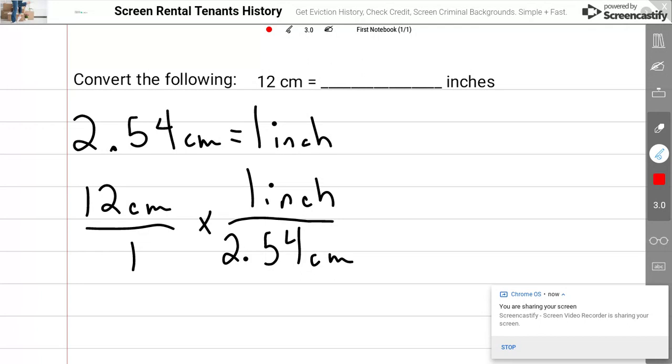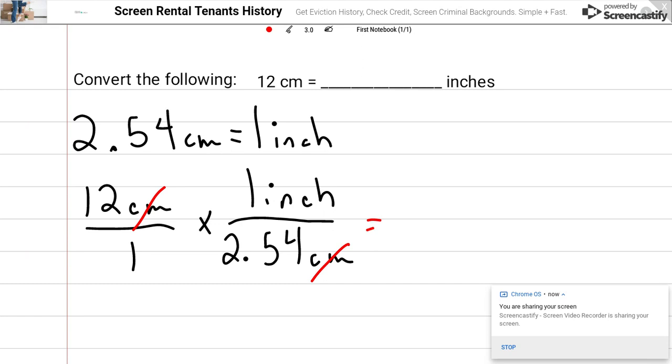So if we have 1 centimeter on the top and 1 centimeter on the bottom in our problem, they will cancel out, leaving us only with inches, which is what we want. So I can get rid of those centimeters there, and the only unit I'm left with is inches. So I know my final answer is going to be in inches.